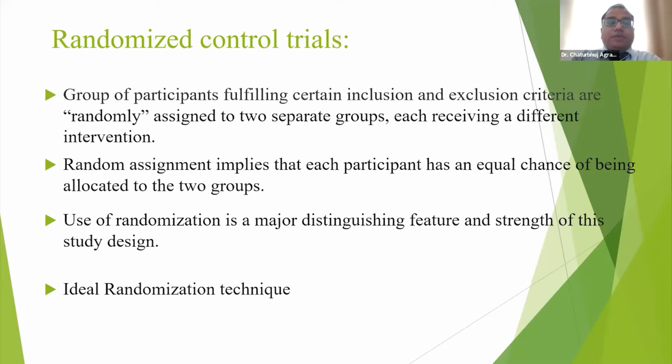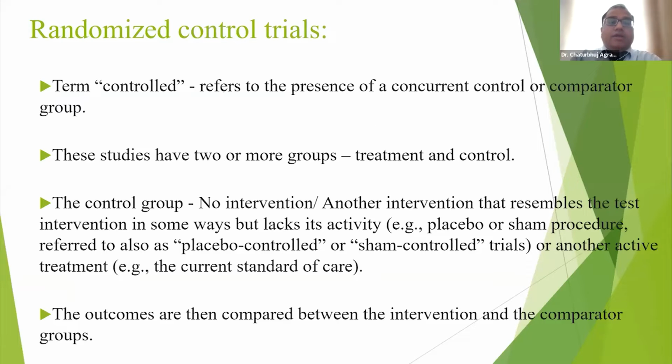So one very important aspect of a randomized clinical trial is randomization. It usually removes confounding bias, and it is a major distinguishing factor which provides it more power as compared to a non-randomized control trial. But the randomization technique should be ideal. And in a randomized control trial, the term controlled refers to the presence of concurrent control or comparator groups.